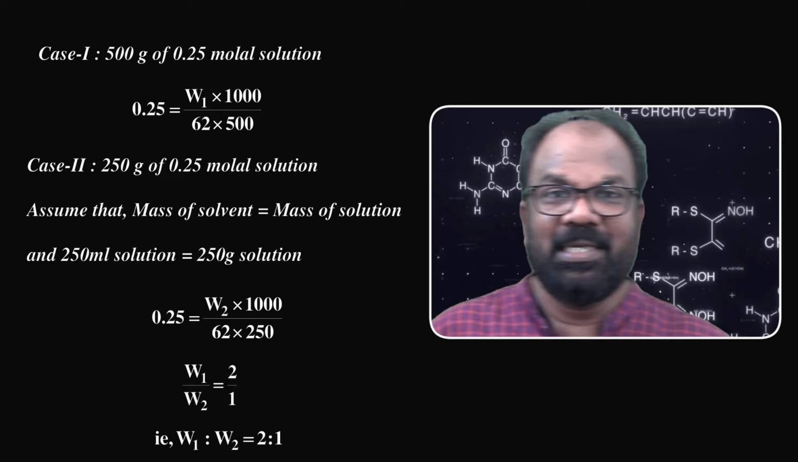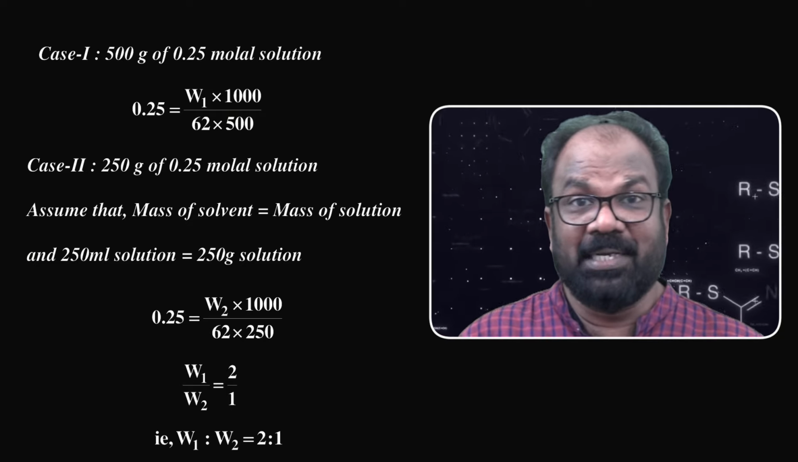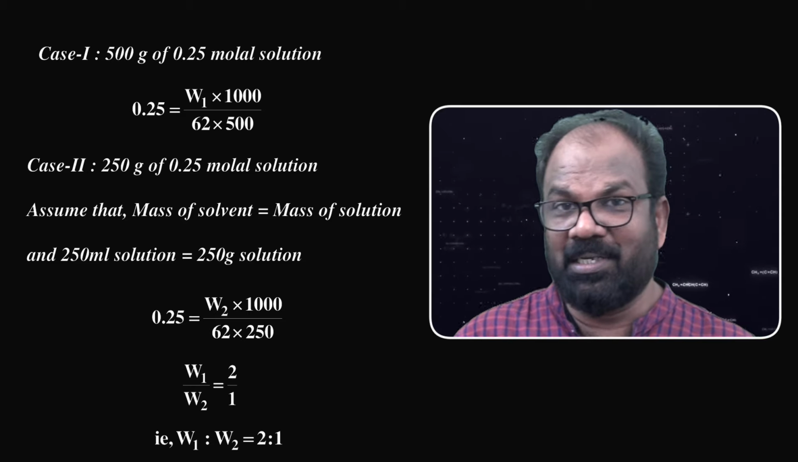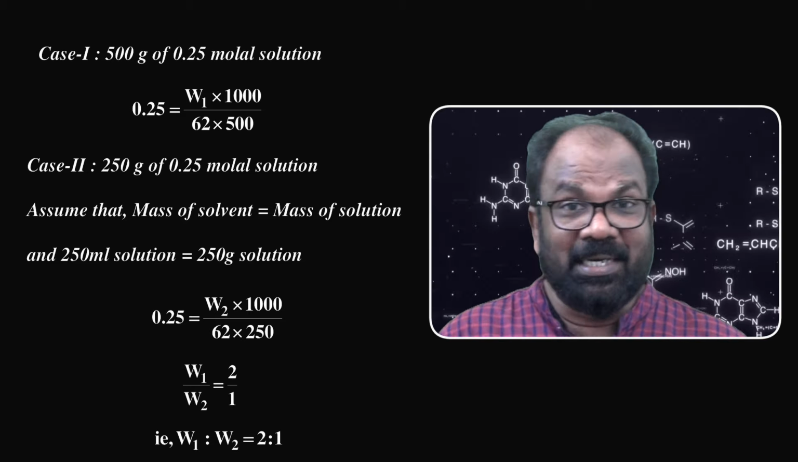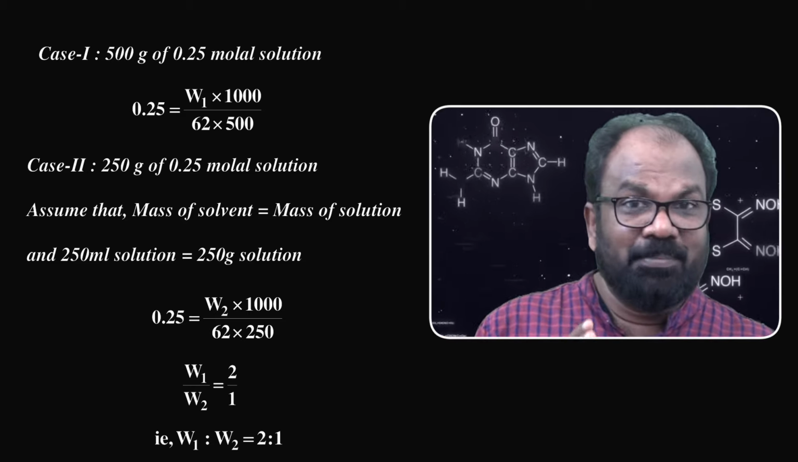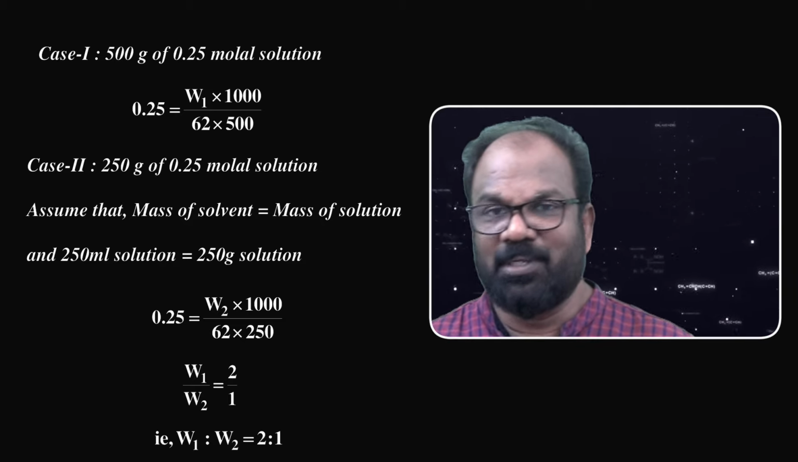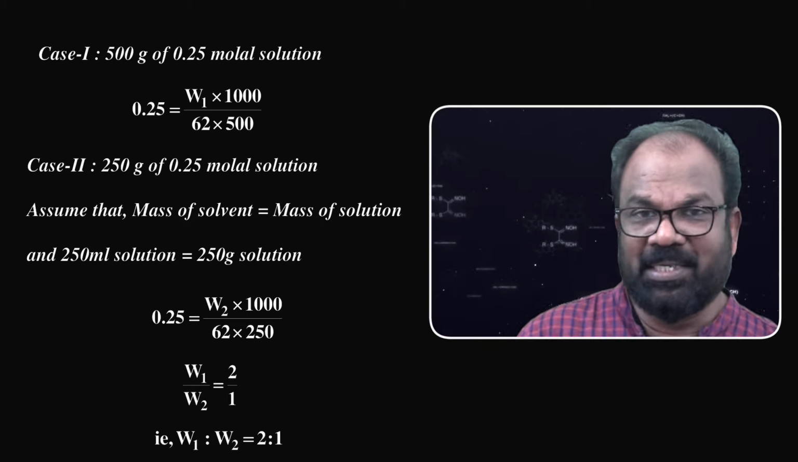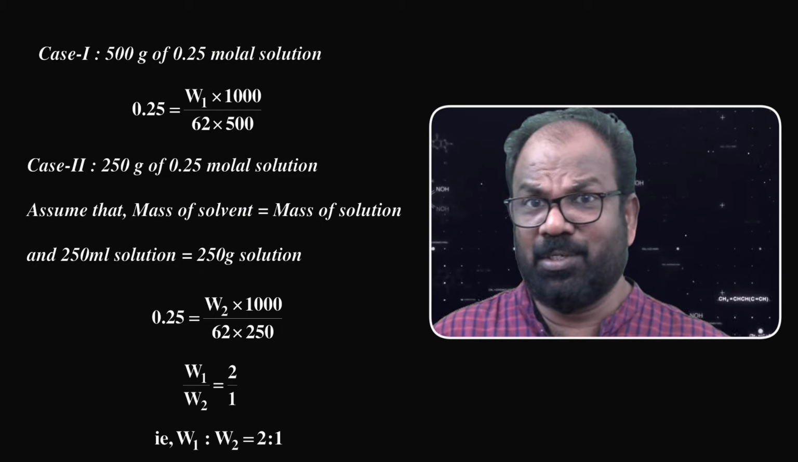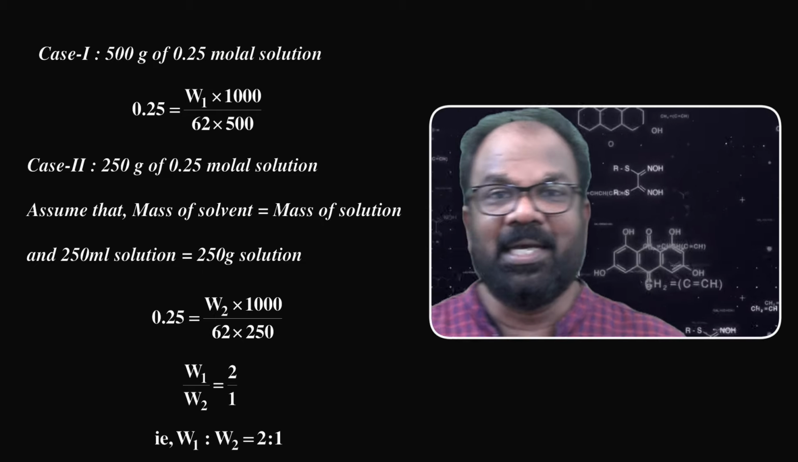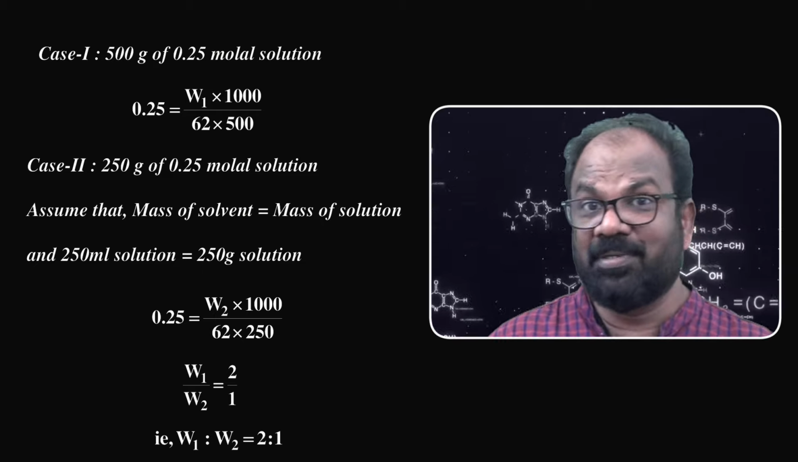In this question, two solutions are prepared by dissolving ethylene glycol and these two solutions have same molality. In the first case, we need to prepare 500 gram solution having molality equal to 0.25. And in the second case, we need to prepare 250 ml solution having same molality, that is equal to 0.25. Here we need to assume that 250 ml solution is equal to 250 gram solution and mass of solution is equal to mass of solvent.